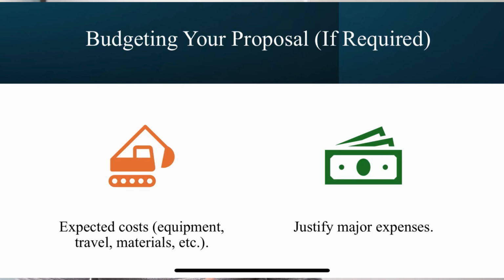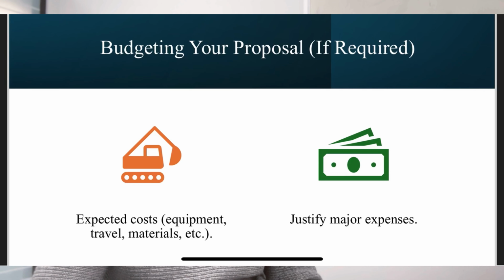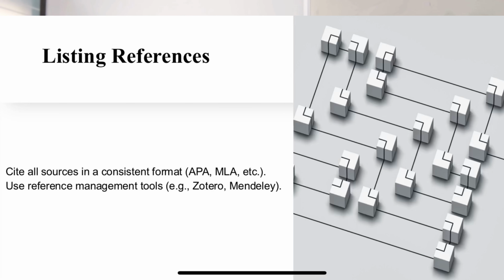When this is done, then budgeting, if required. This is not always mandatory, but if you're applying to an industry or financial body, then in that case you can propose the finance distribution, based on the expected cost of equipment, travel, materials. And if you're mentioning any of these costs, then you have to also justify all these expenses. Once this is done, make sure in the end you list all the references that you have used. Referencing is very important, so mention all the references.